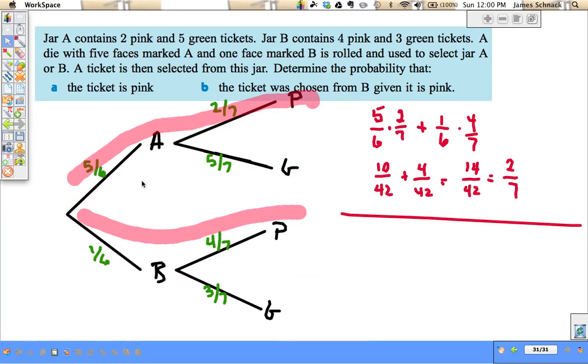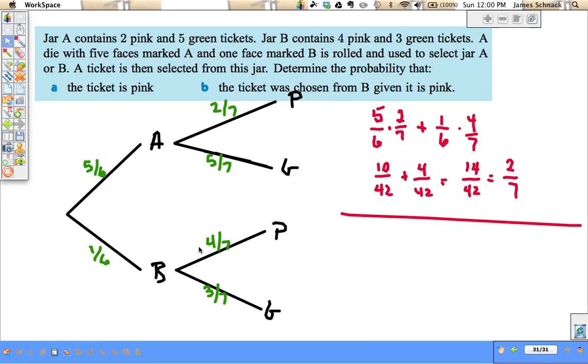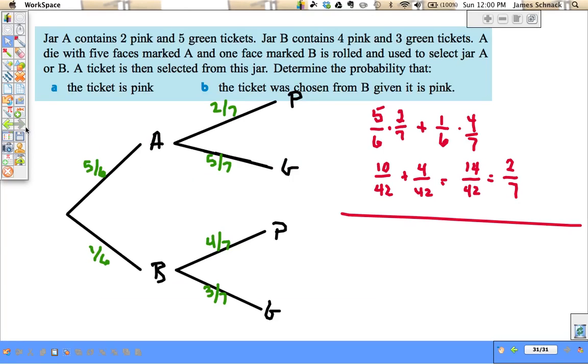Part B says the ticket was chosen from B given that it was pink. So we know that it's pink. What's the probability that it was chosen from B? We know that it's pink. What is the probability it's chosen from B? Let's start with the probability statement. Probability, let me change colors. Given that it's pink.